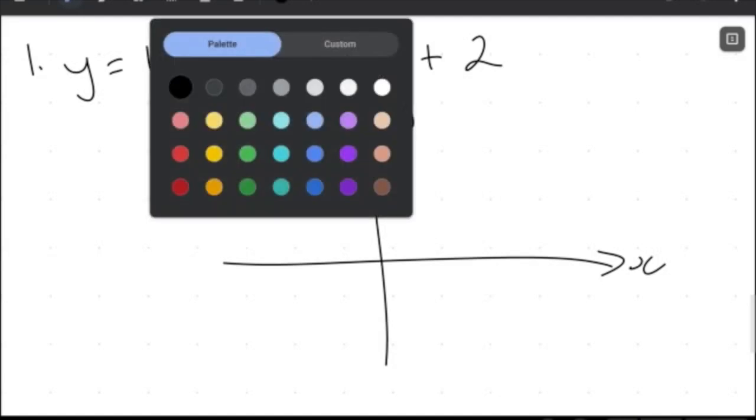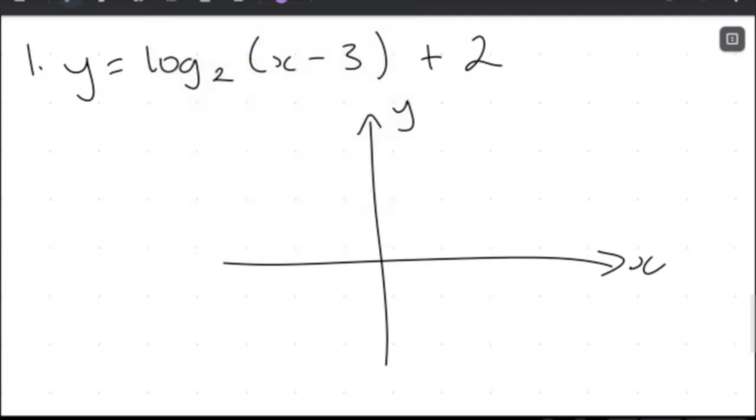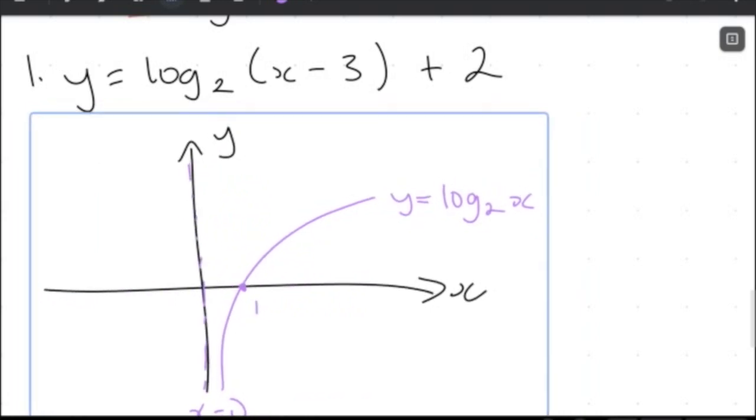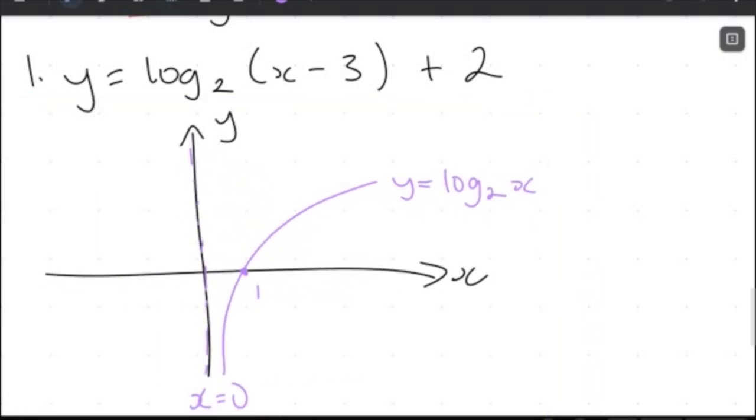Now, with our regular log graph, let's do it in purple, this one here, y equals log to the base 2 of x, we have an x-intercept at 1, and we have an asymptote at the line x equals 0. Okay, so we want to consider all of the different transformations here. Now let me shift this graph over to this side a little bit. Now, we want to consider what this part is doing and what this part is doing.